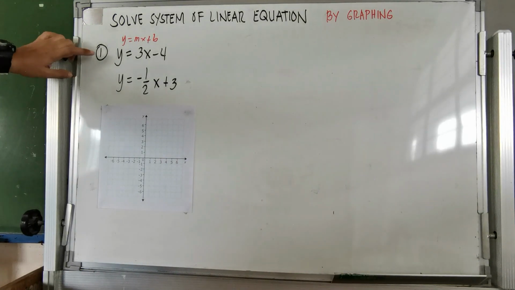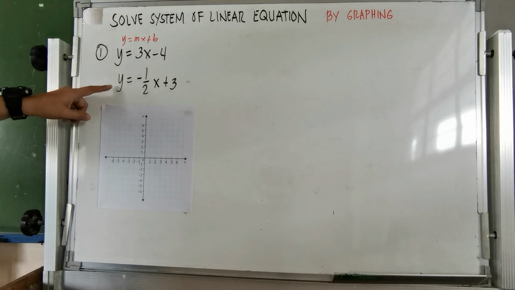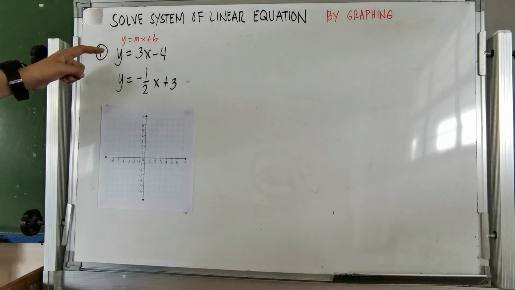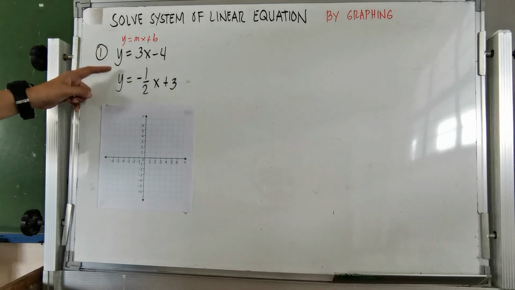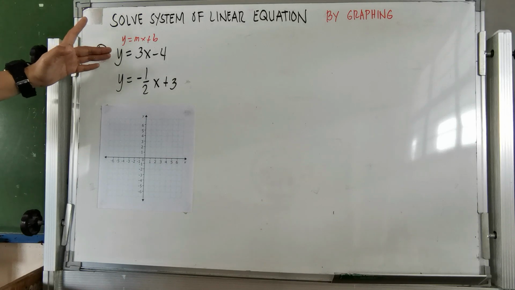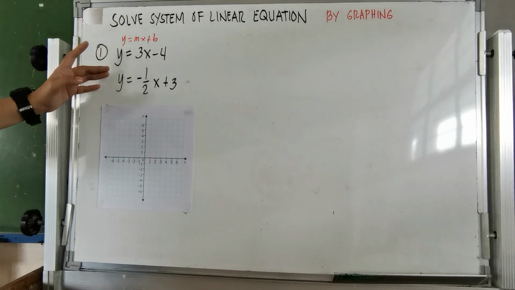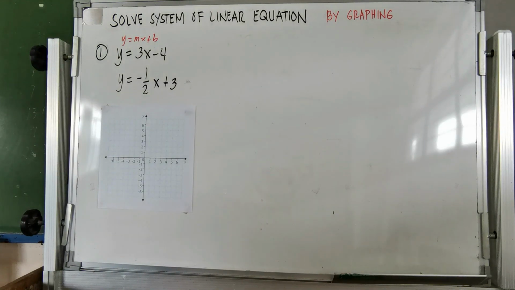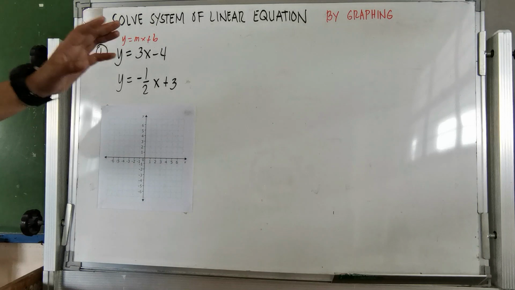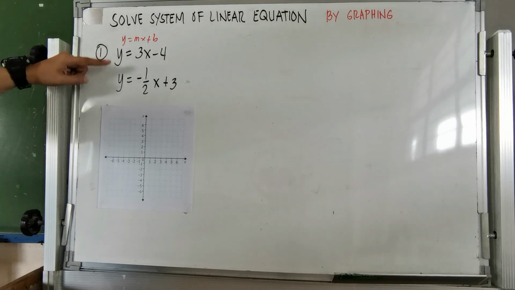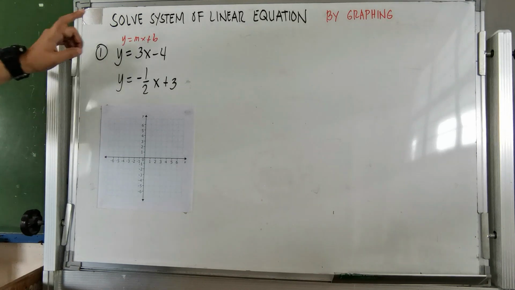Given the system y is equal to 3x minus 4 and y is equal to negative 1 half x plus 3, hanapin natin ano ba yung solution ng system na to or yung point na makakasatisfy sa dalawang equation na to. Okay? So let us have step 1. Since by graphing, diretso na tayo. Graph the first equation, and then after that, graph the second equation.